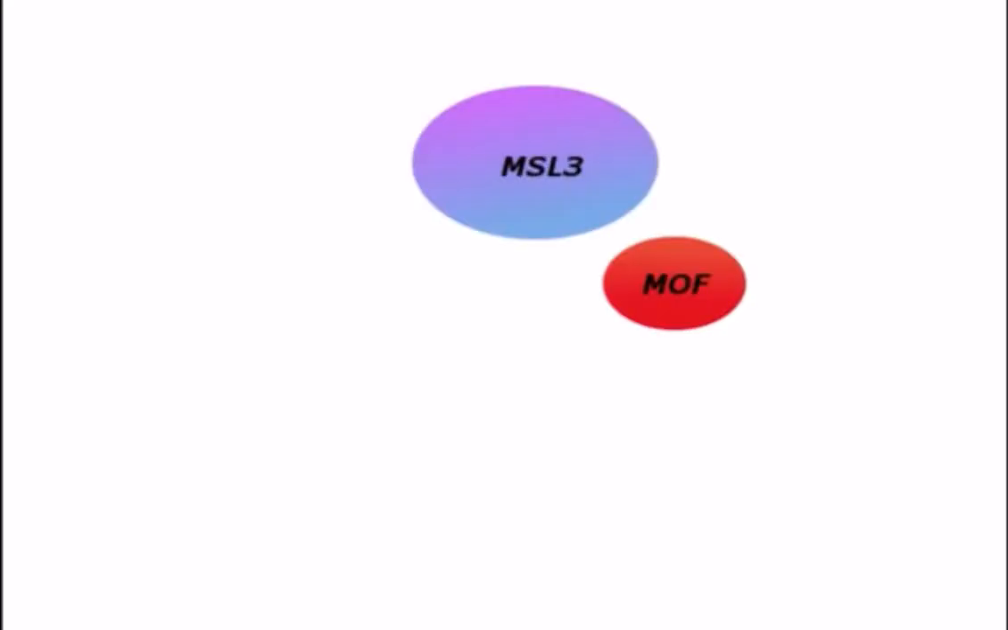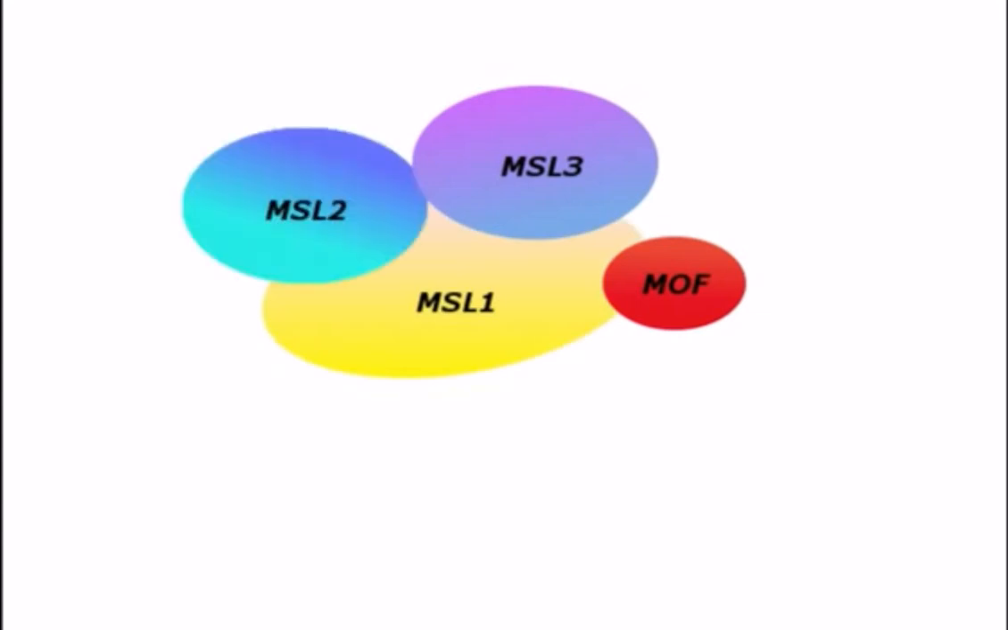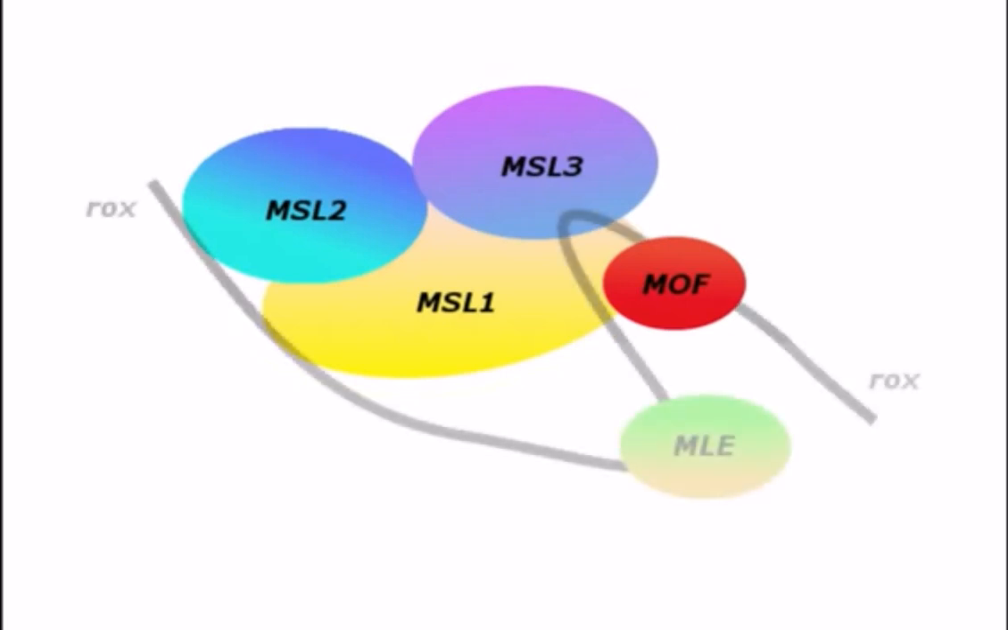MSL is made out of multiple components. MOF and MSL3 interact with MSL1 and MSL2. MLE, an RNA helicase at the high affinity sites, causes ROX1 and 2 RNA to be incorporated into the complex, stabilizing the RNA.